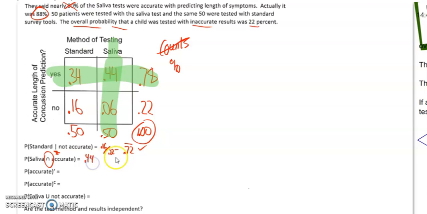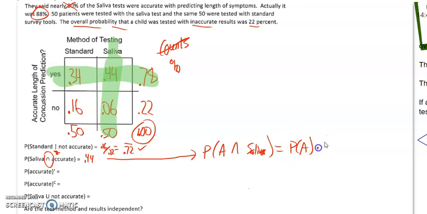You might recall a formula that says the probability of the intersection of, say, accurate intersect saliva. Ugh, sounds gross. Accurate intersect saliva would be the probability of accurate times the probability of saliva. Well, that is if they are independent. Keep that in mind. All right, we'll see where that comes into play later. And then the probability that accurate, whatever that is, well, that means not accurate.